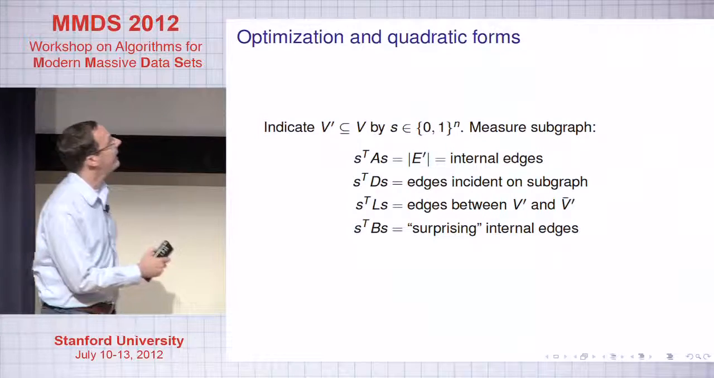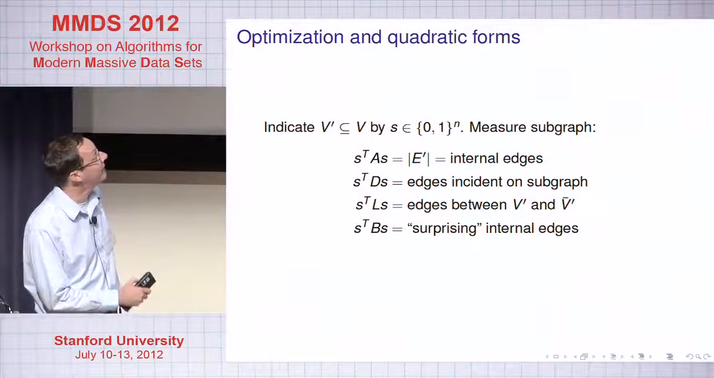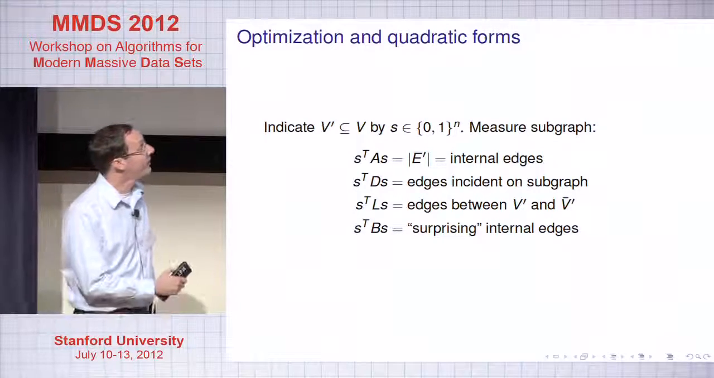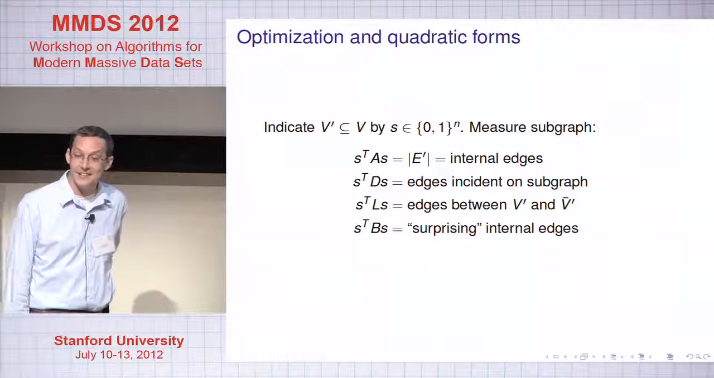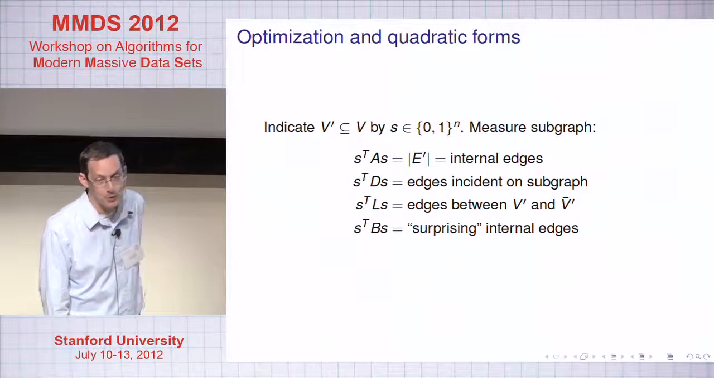Right? So if I look at S transpose AS, I get the number of edges within the subgraph. If I look at S transpose DS, I look at the number of edges incident on the subgraph. Right? Take the difference of those two things. That's the same as S transpose LS.